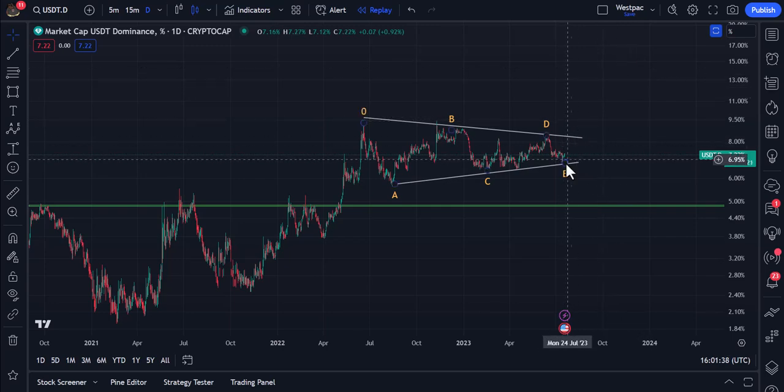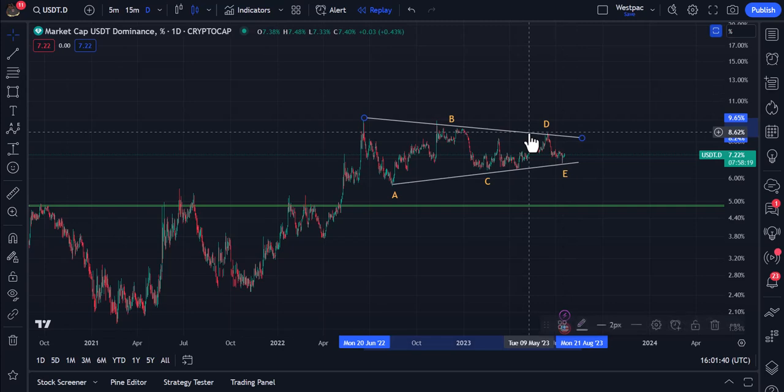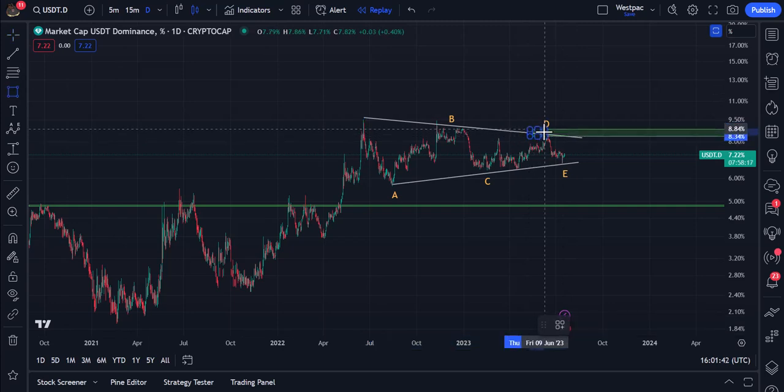All right, so, but key zone is this zone here. It needs to break above this zone here. All right, so that is tether dominance.